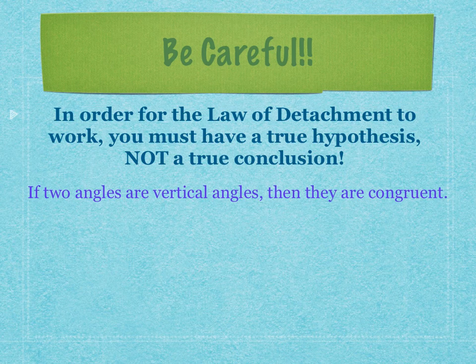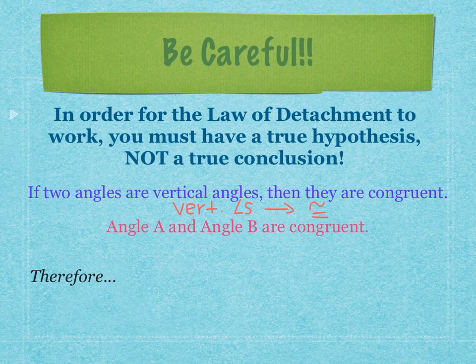And this is the biggest mistake people make with the law of detachment. In order for the law of detachment to work, you must be working with a case of the hypothesis, or the antecedent, or the proposition, or whatever you want to call it. The if part has to be true. So look at this sentence. If two angles are vertical angles, then they are congruent. So again, I'm going to diagram out what that looks like. If I have two angles that are vertical, if I have vertical angles, I know they are congruent.